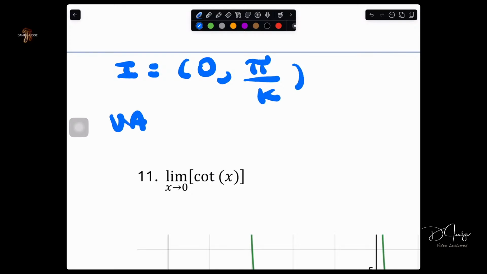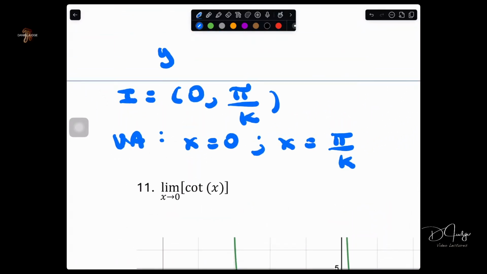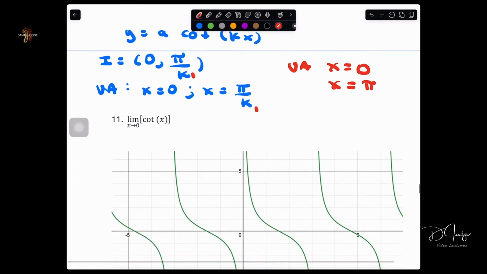And again, your vertical asymptotes will be at x is 0 and x is pi over k. Now, in this example, because we're looking at a function that looks like cotangent of kx, k here will be 1, because you have 1x there. So that makes everything a lot easier. If k is 1, our vertical asymptotes would be at 0 and pi. So in this case, x equals 0 and x equals pi.